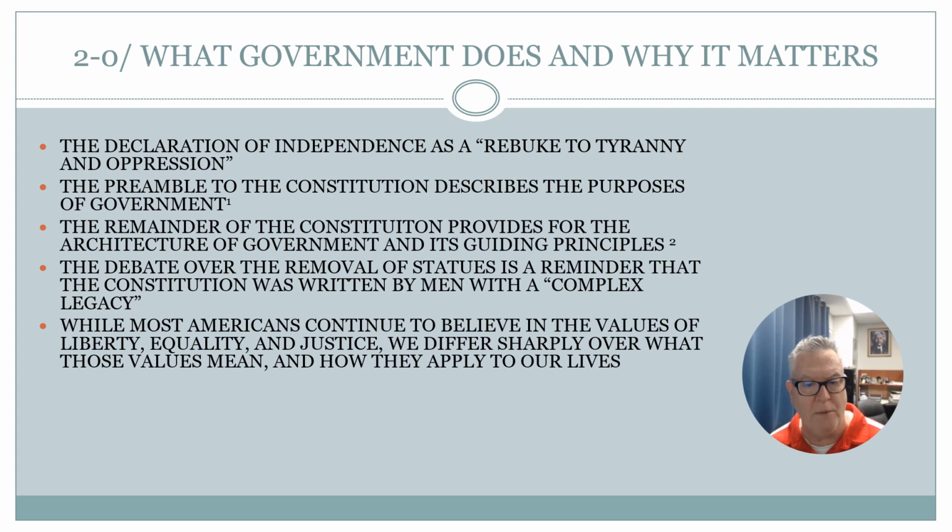The debate over the removal of the statues that we've been talking about, both in City Hall in New York City, but also on military bases and in southern cities like Richmond, Virginia, and New Orleans, again reflects this notion that yes, the people that have led us in the past were people of high ideals, but they were also people with a complex legacy. So while most Americans continue to believe in the values of liberty, equality, and justice, we differ sharply over what those values mean, how they should apply to our day-to-day lives, how government should seek to advance and protect those ideals, and how to hold them in balance.